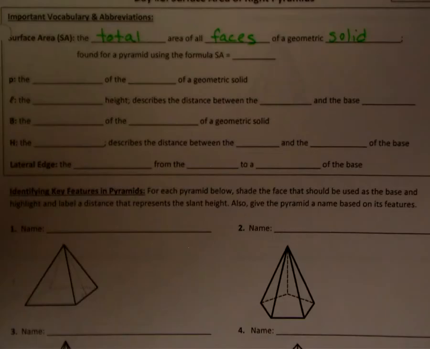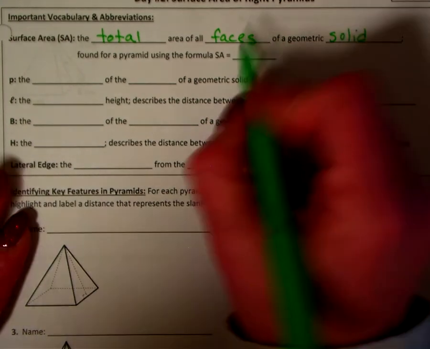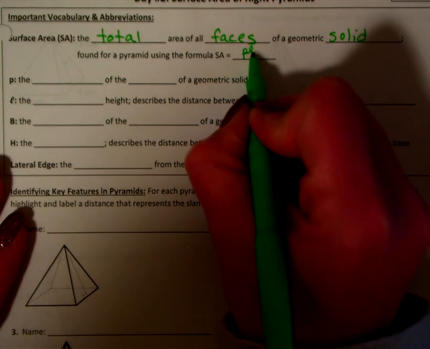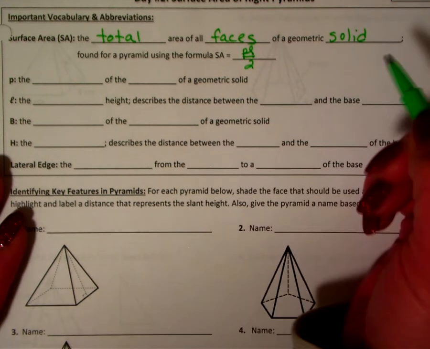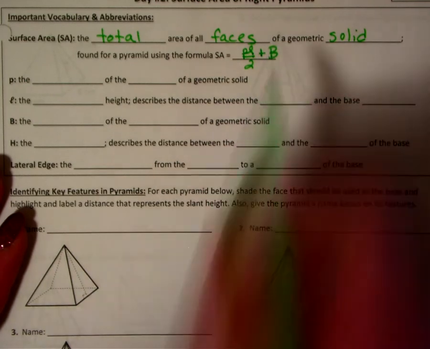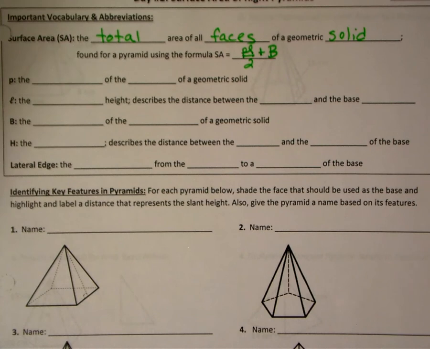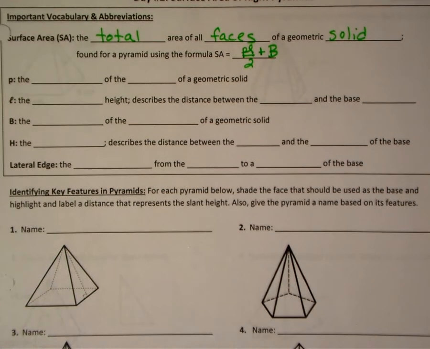Zoom in a little bit for you here. Okay, found for a pyramid using the formula, surface area is equal to PL divided by 2 plus the base, area of the base. Okay, so again, let's better define what P, L, and B stand for.